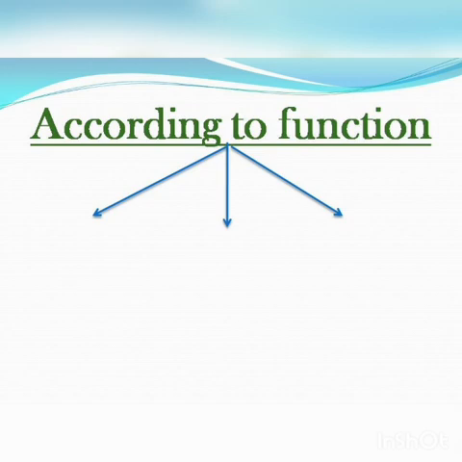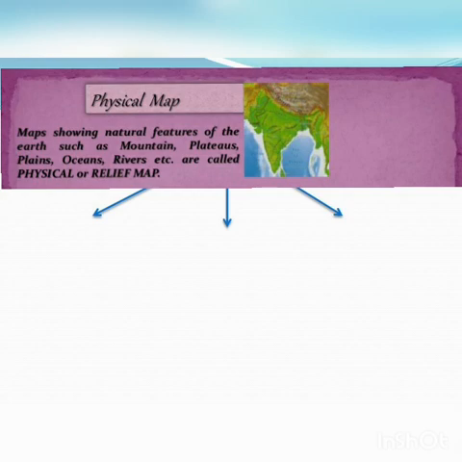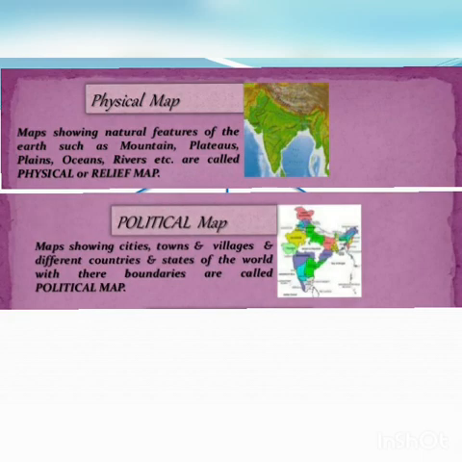Now, according to function, there are three main types of maps. Physical map, which shows the relief features that are present on the earth's surface, like mountains, hills, plateaus, plains, peaks, valleys, rivers, oceans, etc. Then comes our political map, which shows the boundaries between different countries and the boundaries between different political units within a country, within different states.